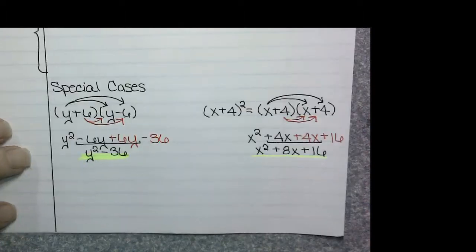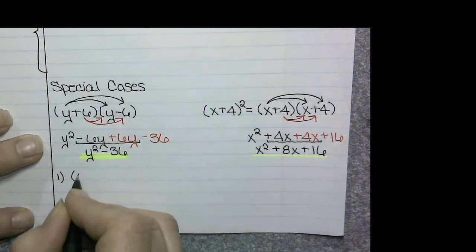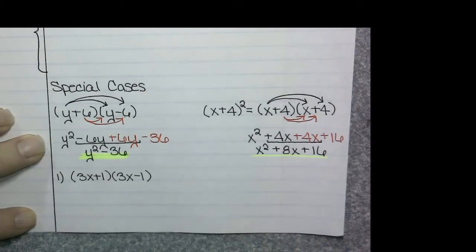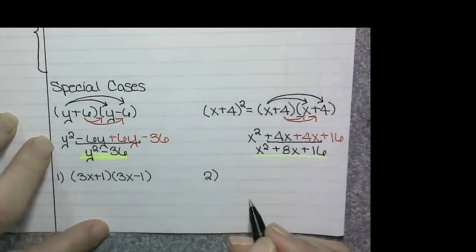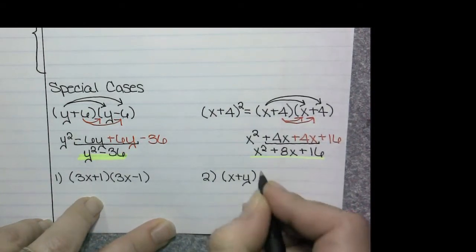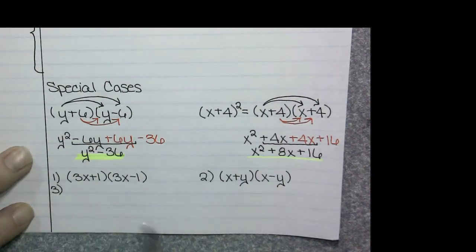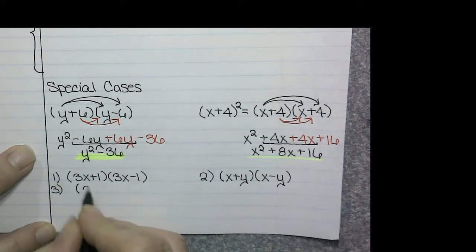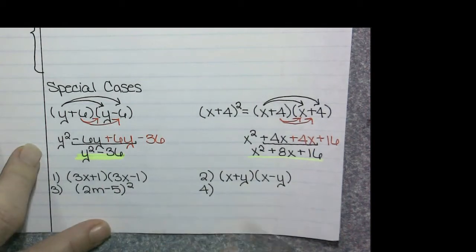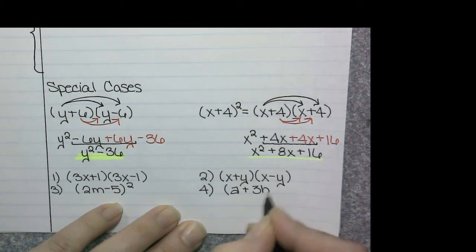So to finish up today, we're going to write the next 4 examples we'll do when you come in. 3x plus 1 times the quantity 3x minus 1. And we'll do x plus y times the quantity x minus y. Third, we will look at 2m minus 5 squared. And lastly, we'll look at a plus 3b squared.